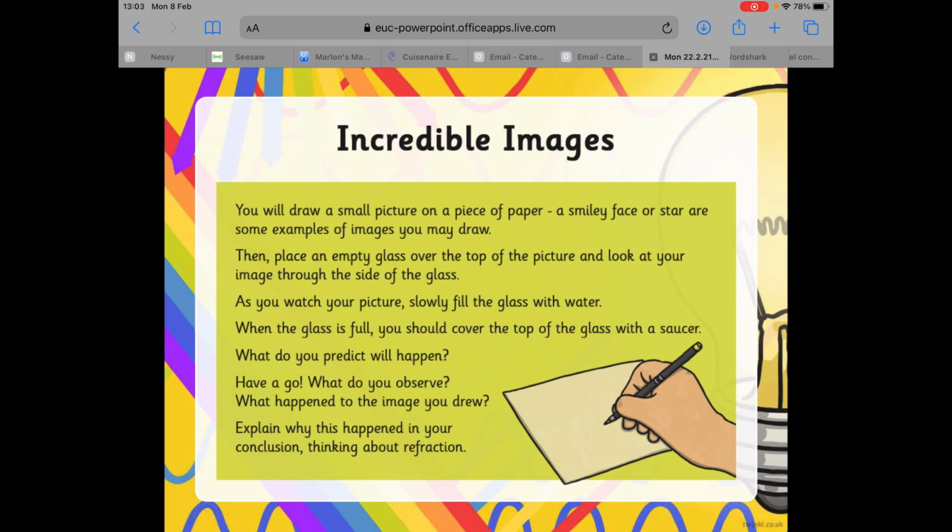What I want you to do is draw pictures of what has happened, write down your observations, and then what has this taught you about refraction? So what can you see happening with the rays of light? Where can you see these rays of light actually bending?